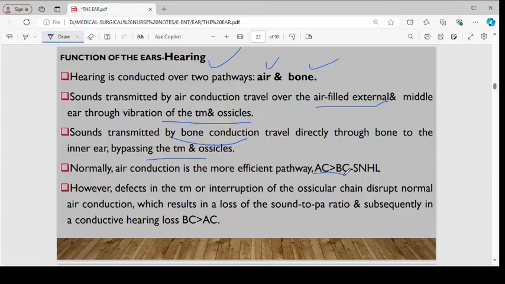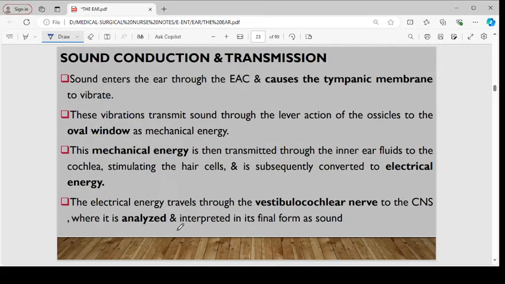This is the normal hearing finding, and is also a normal finding in somebody with sensorineural hearing loss. However, defects in the tympanic membrane and interruptions of the ossicular chain disrupt normal air conduction, which results in loss of sound to pressure ratio, subsequently resulting in a conductive hearing loss where the bone conduction will now be greater or longer than the air conduction.